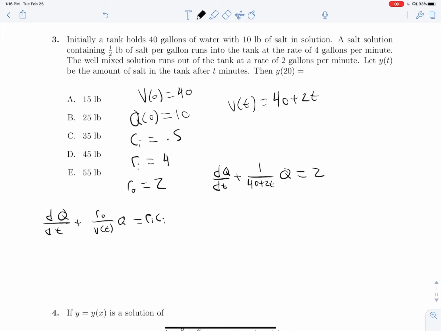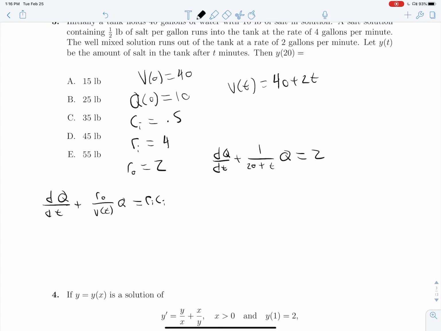I'm going to simplify everything here down a little bit, and we're going to use an integrating factor to solve this. We see that rho is equal to e to the integral of 1 over 20 plus t dt, where this is our p term that we have to raise e to the integral of. So rho is equal to e to the ln of 20 plus t, or just 20 plus t.